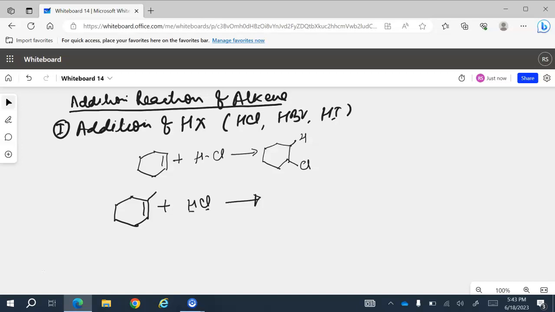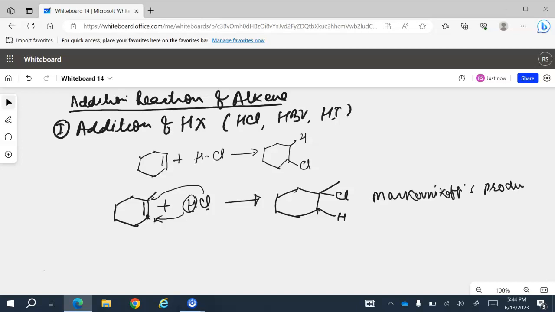Okay, so across the double bond, see, this is the carbon that has one hydrogen, and this carbon has no hydrogen. So when we are adding HCl, the hydrogen will go to this carbon here and halogen will go to this carbon. So the result here will be hydrogen adding to this carbon and halogen adding to this carbon. And we call that the Markovnikov product. This is the major product.